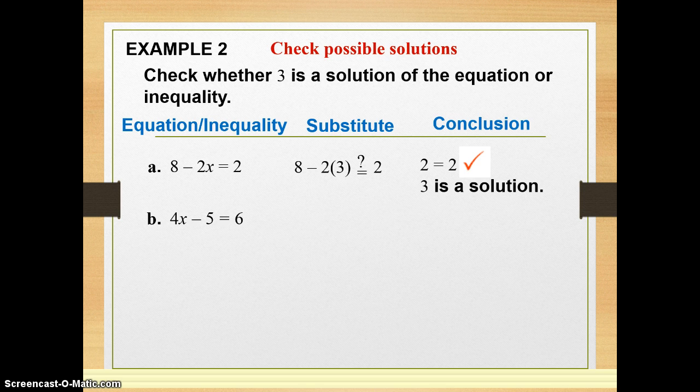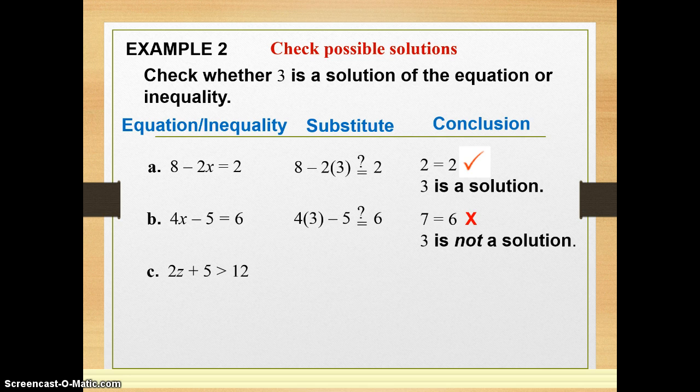B. 4x minus 5 equals 6. Substitute 3 in for x, so you'll have 4 times 3 minus 5. Does that equal 6? Following order of operations, we're going to multiply 4 and 3 together first to give me 12. So 12 minus 5 is 7. So 7 does not equal 6. Therefore, 3 is not a solution.